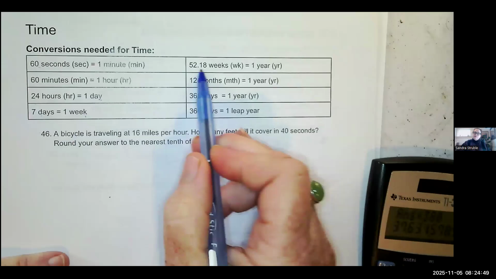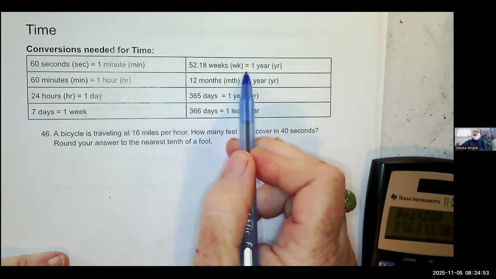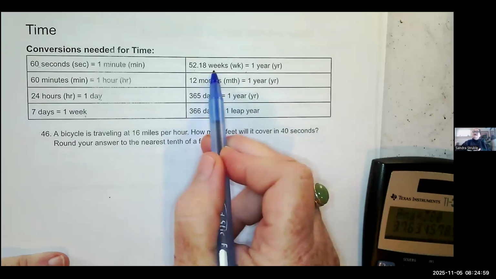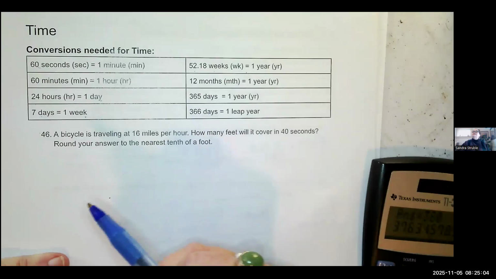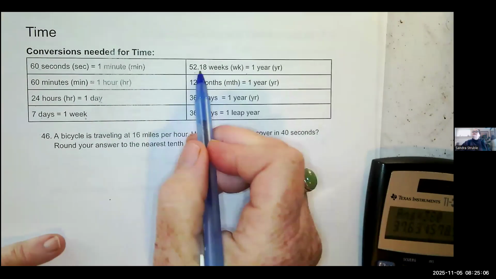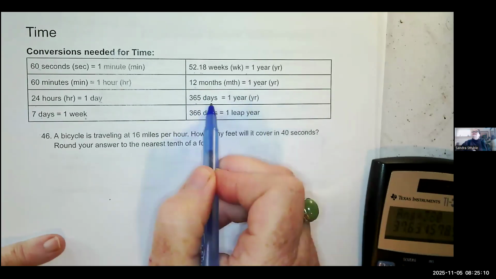If you're doing your homework in MyMathLab, you have to use 52. This is what was given for our JCC department. That's what was decided as far as what was going to be utilized. 12 months in a year, 365 days in a year, and we'll never use, but 366 days in a leap year.